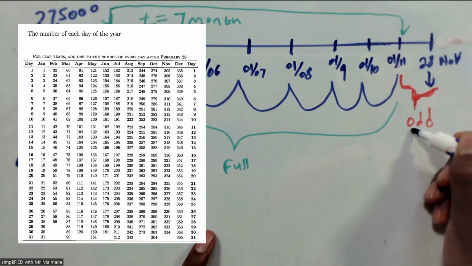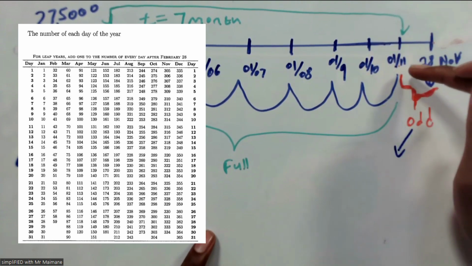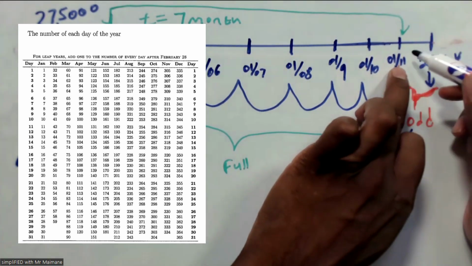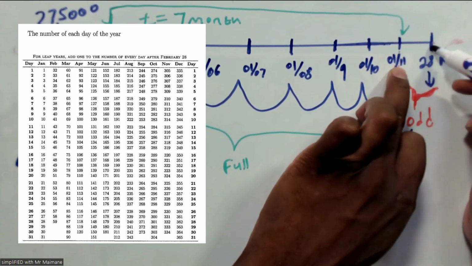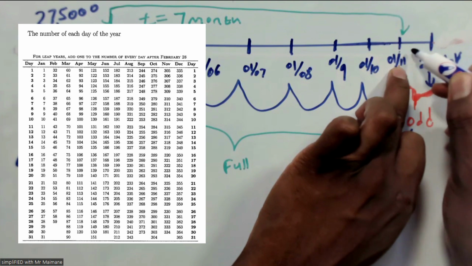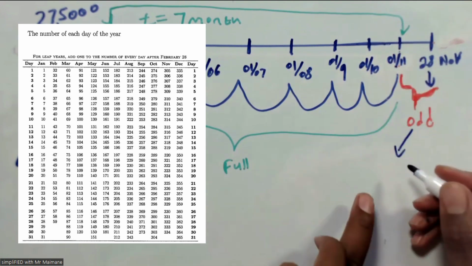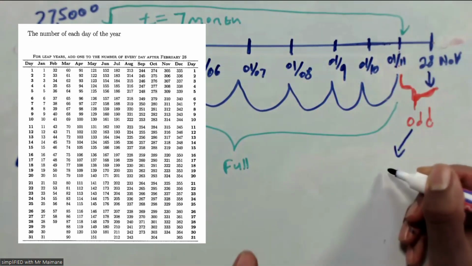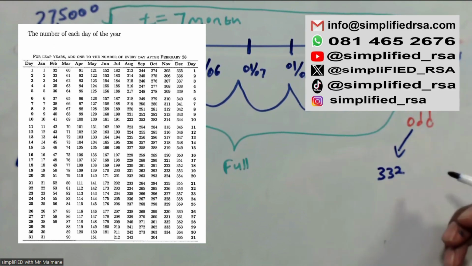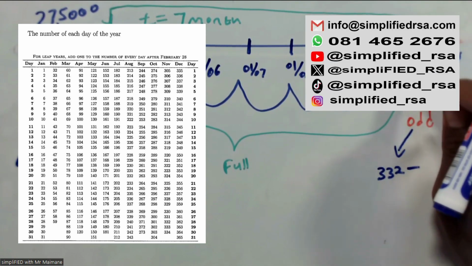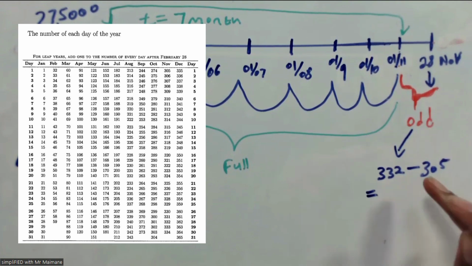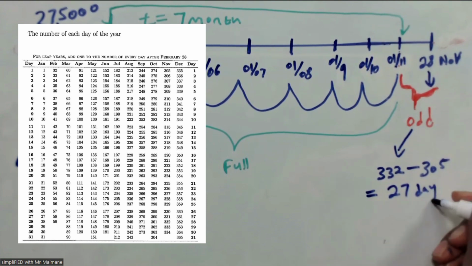Also, to get the period for the other odd period, the number of days from the 1st of November to the 28th of November, this one is actually straightforward. I can tell that from the 1st of November to the 28th of November is 27 days in between, if I start counting the 1st as 0. But if I use my calendar, the number of days on the 28th of November is 332. From there, I must subtract the number of days on the 1st of November, which is 305. So 332 minus 305 gives me 27 days.